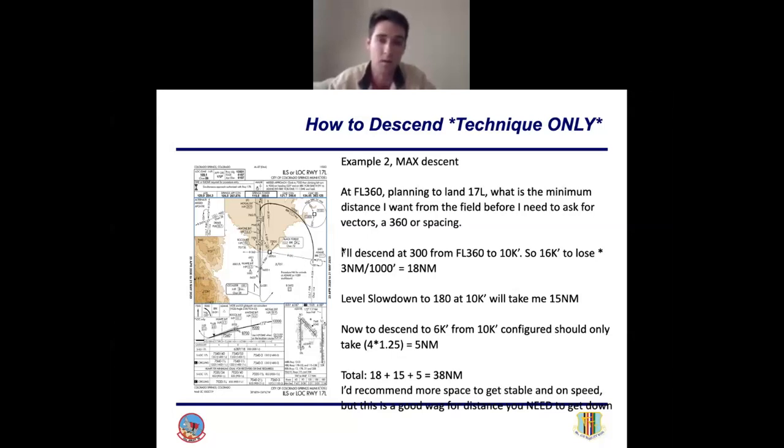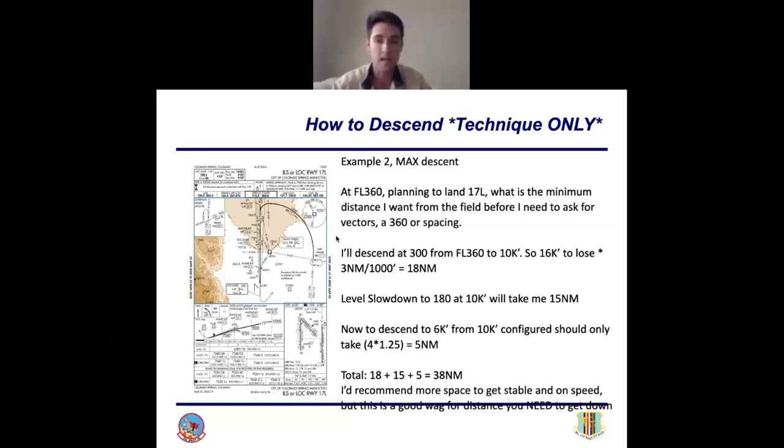But the next part, now that I'm at 10,000 feet, I need to slow down. So I slow down to 180, and like we said earlier, that's just straight off the table. So I couldn't do that math wrong, luckily. It will take me 15 miles to do that. And then to descend to 6,000 feet, which is the field elevation, from 10,000 feet, which is only 4, takes, like we said from the table, 1.25 nautical miles. So that's 5. So the 48 plus 15 plus 5 is 68, not 38 down there.